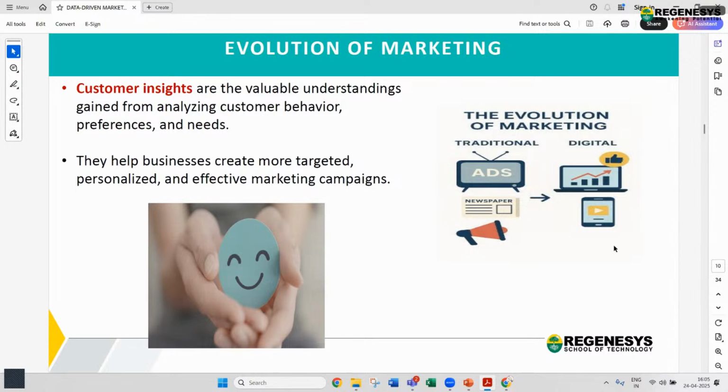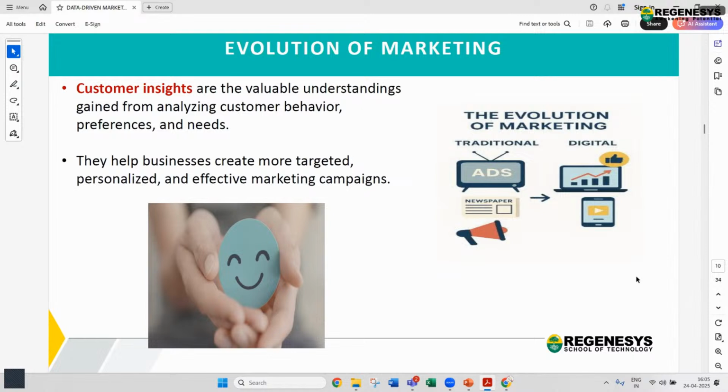As a customer, even our behavior towards the product when we are purchasing, when we are seeing it digitally and purchasing, how effective it is, how our behavior changes, the preferences, the needs, all these play a very important role in marketing. And the insights, the behavior of the customer, help the business to create more targeted and personalized marketing campaigns.